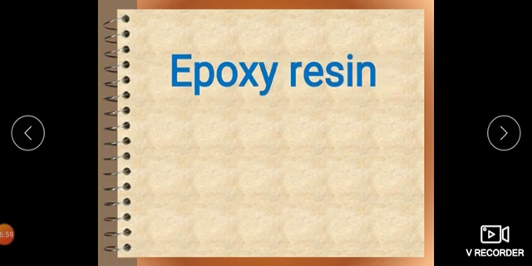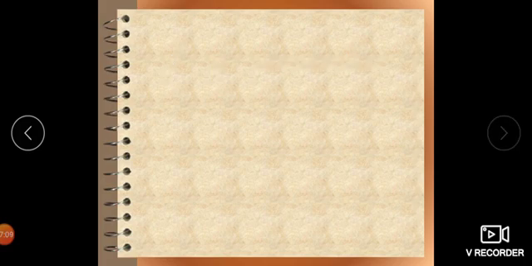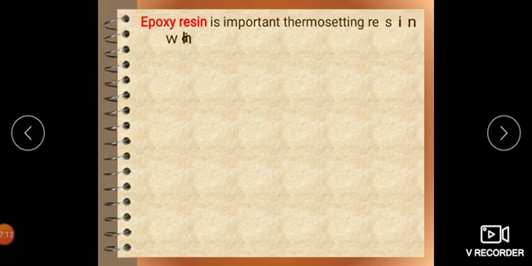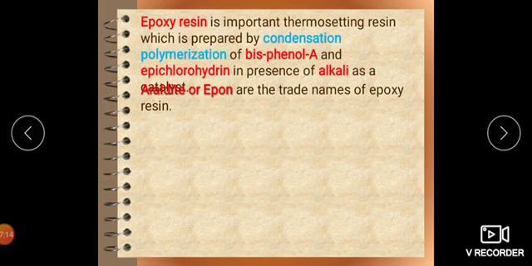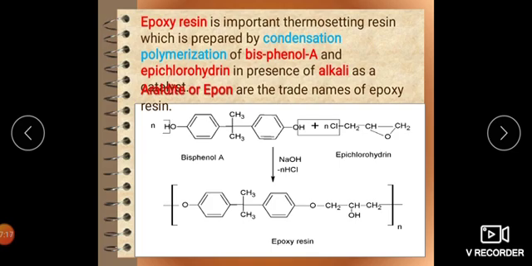After that, we have to see the next one, epoxy resin, number three. Epoxy resins are mainly formed by a condensation reaction between two monomers, the two most important monomers: number one is epichlorohydrin and number two is bisphenol, or bisphenol A. These are the two monomers required for the synthesis of epoxy resin.